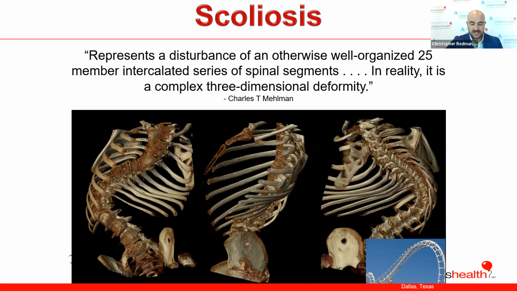The ribs on the convex side of the curve often tend to thrust back because of this rotation, and that's where we'll be able to identify curvatures later, and we'll talk about that too, how we use that for further identification.